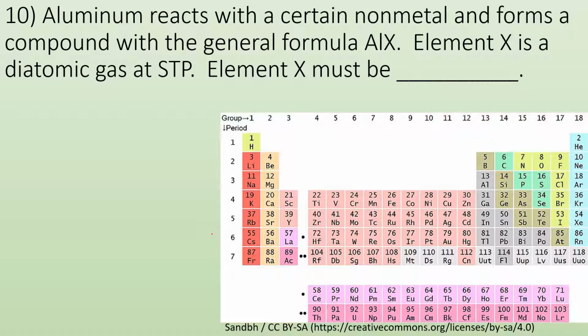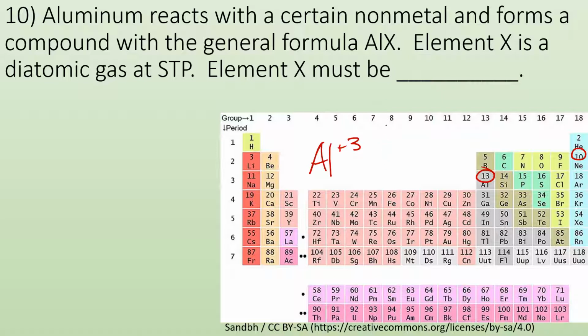10. Aluminum reacts with a certain nonmetal and forms a compound with the general formula AlX. It's also a diatomic gas at STP, standard temperature and pressure. What must X be? Well, let's take a look at aluminum. It's a metal. It has 13 electrons. Neon, the previous noble gas, only has 10. So aluminum is going to become +3. It's going to lose those 3 electrons, becoming a +3 charge so it can look like neon.